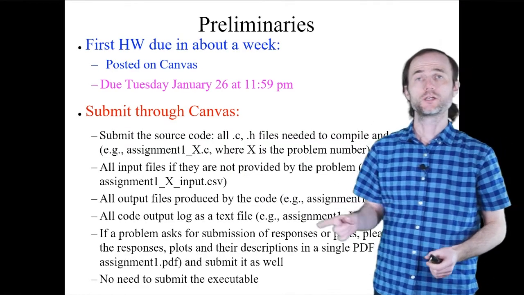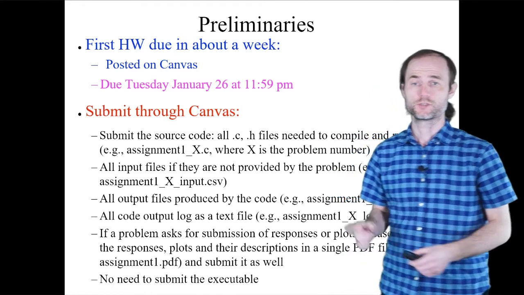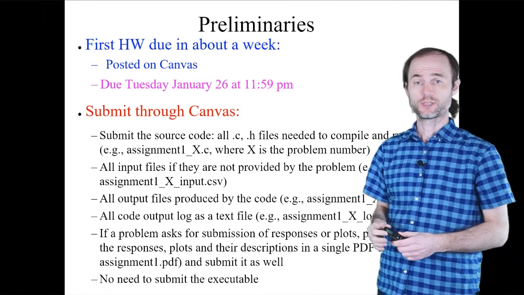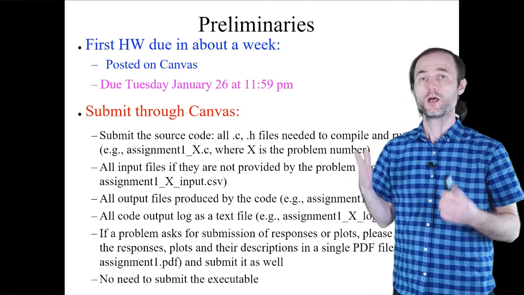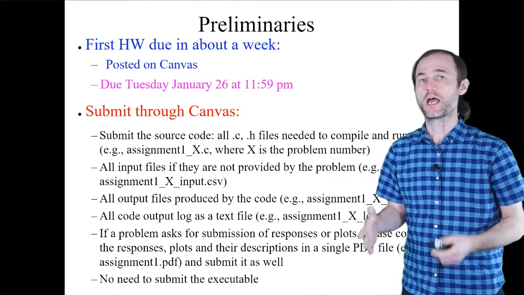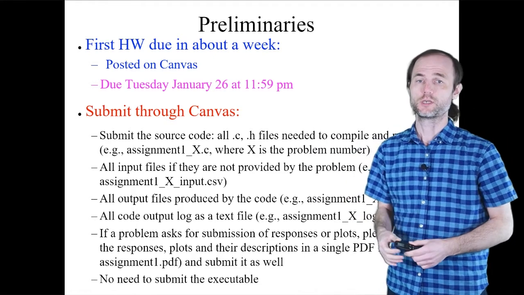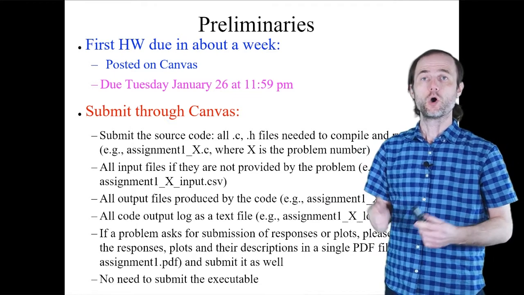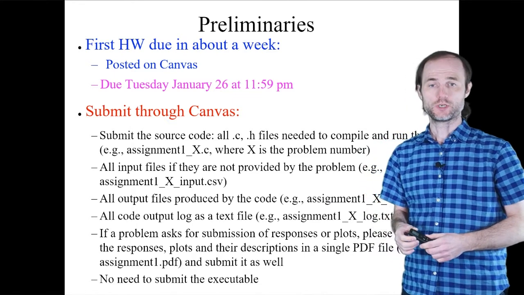But before we get there, let us cover a few preliminaries. The first assignment, assignment 1, has been posted on Canvas. It actually has been there for a while, but because the assignment is due a week from now, it's a good time to take a look at it and start working on it. It's due 1 minute before midnight a week from now on Tuesday, January the 26th.